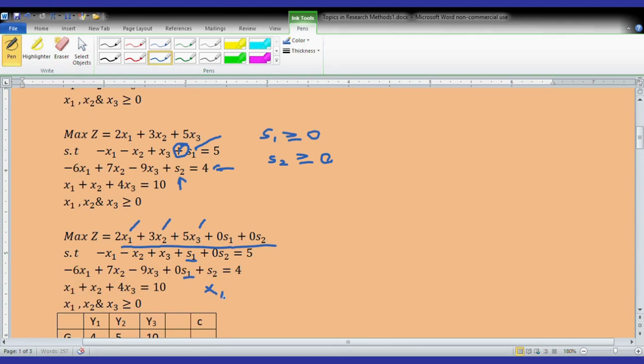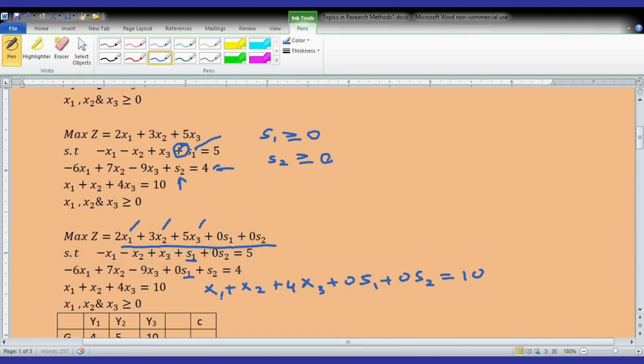So we should be having actually x1 plus x2 plus 4x3. And this is something that I missed actually, because I want to have all the variables in every equation. So I put 0 times s1 plus 0 times s2 and this is equal to 10. So this should be this equation, the last constraint.